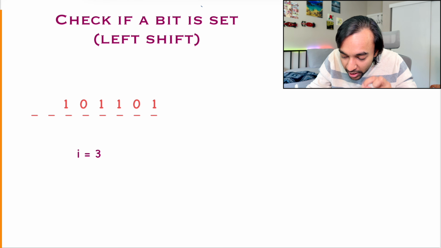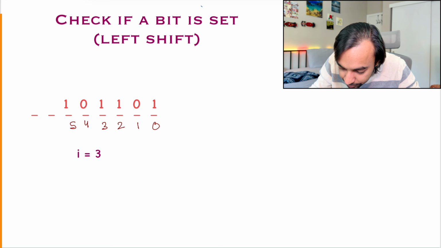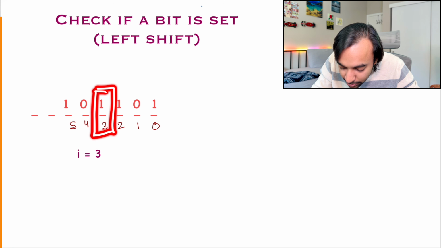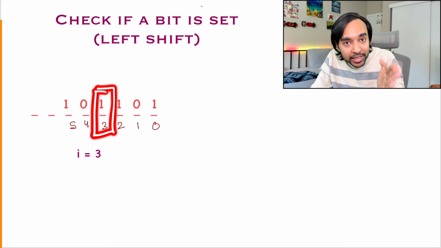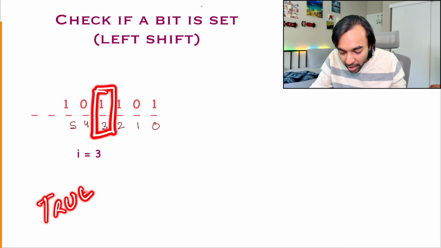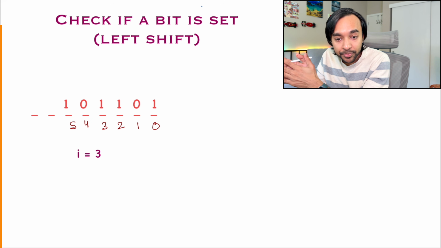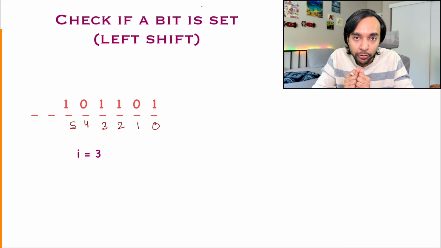I will start to name all of my bits. So this is the 0th bit, the first bit, second bit, third, fourth, and the fifth. I have to check the value at position 3. I have to check if this bit is set or not. You know that the value is 1, so this bit is set, and the answer will be true. But how do you do it programmatically? How do you make use of the bitwise operators that we have been learning so far?